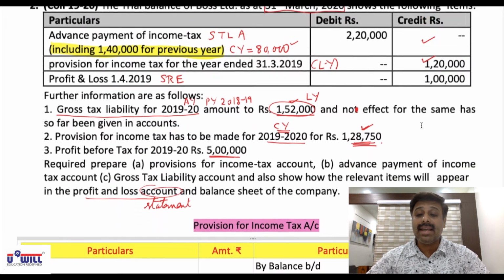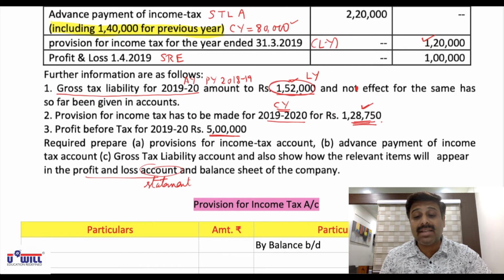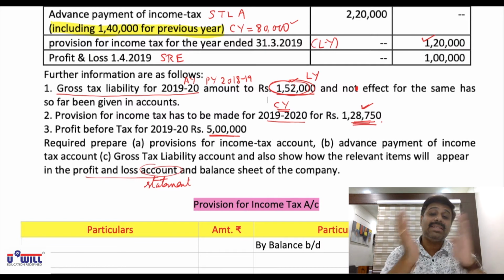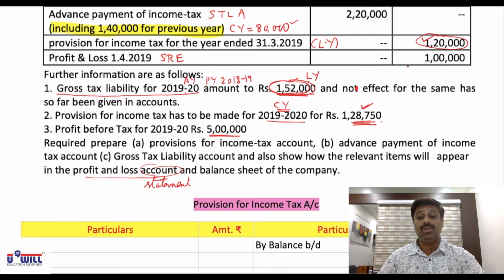Now see, against 1,20,000 we provided last year, the tax liability of last year has come to 1,52,000. So can I say that we had provided less amount in the last year? For the previous year 18-19, assessment year 19-20, our tax liability has come to 1,52,000. Means we are supposed to pay 1,52,000 to the income tax department. But for the same, in the last year, we created a provision of only 1,20,000.